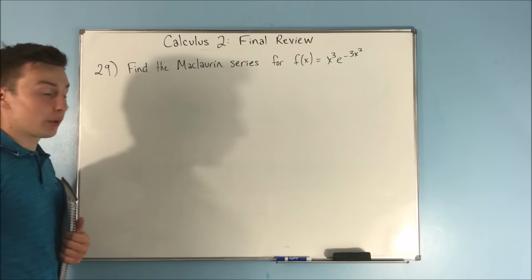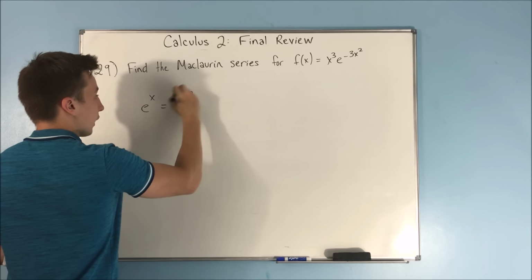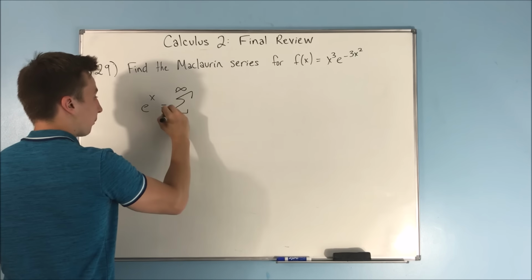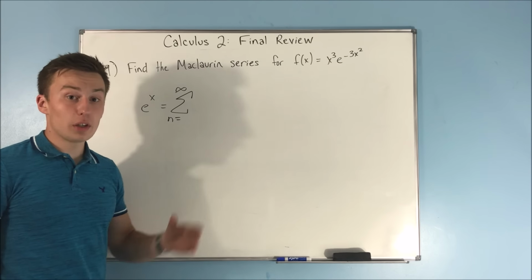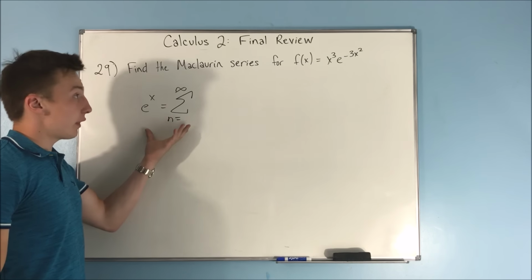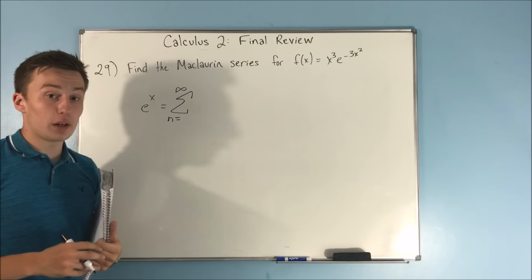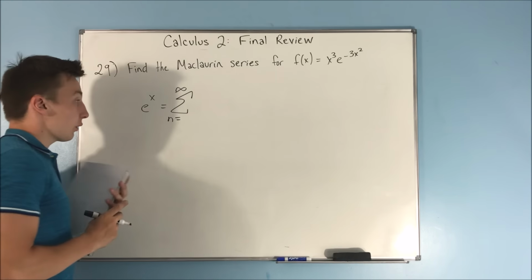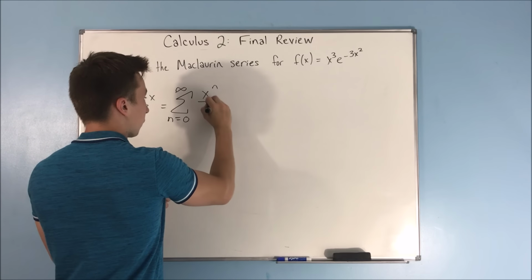Well, we don't need to start from scratch because we know the Maclaurin series for e to the x. And that's something that you should know. If you don't have it memorized, it's not the end of the world. You can start from scratch, find e to the x, and then find x cubed times e to the negative 3x squared. But this is x to the n over n factorial.